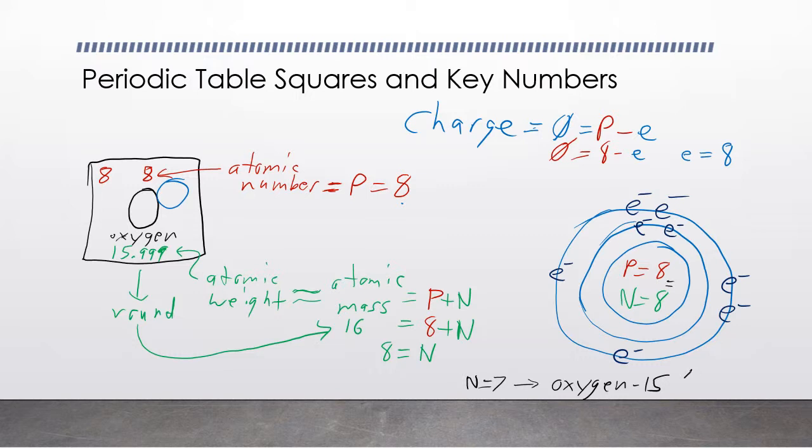That is an isotope. Okay? Oxygen-15 is an isotope. Most isotopes other than the most common one tend to be radioactive. They tend to be unstable and they break down. Oxygen-15 is not an exception. Oxygen-15 is radioactive, and it is the reason why PET scans work.